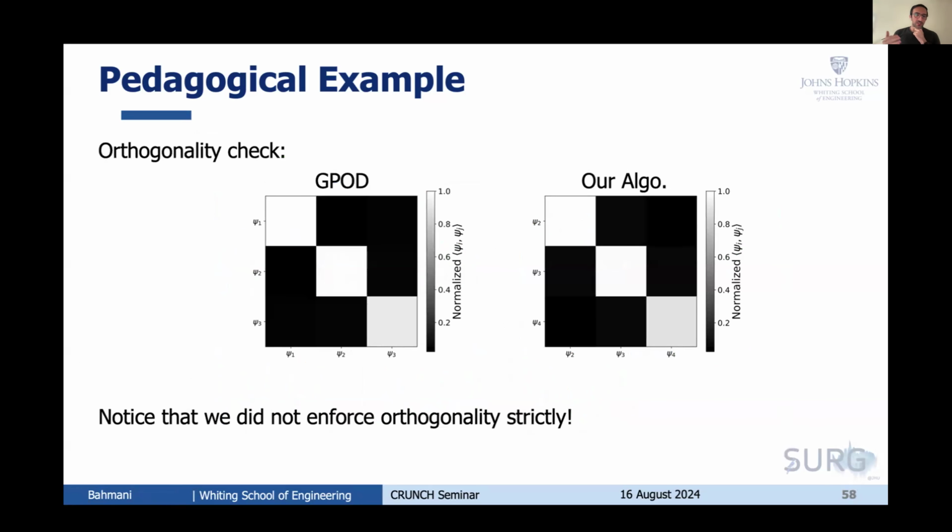So in terms of the orthogonality check, you see gappy POD has to be by construction orthogonal, and that's why you see everything here is dark. In our algorithm, where orthogonality was enforced weakly, we still see we can get relatively orthogonal bases.